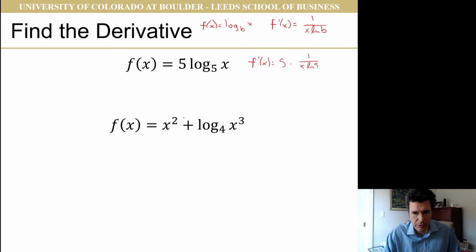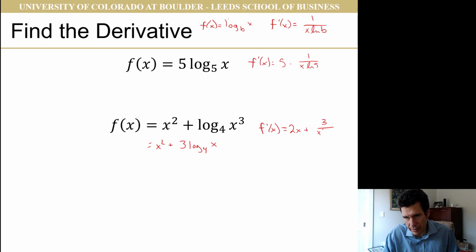F of x equals x squared plus log base 4 of x cubed. Again, we need to do a little bit of work. X squared plus 3 log base 4 of x. So f prime of x equals 2x, power rule, plus 3 over x ln of 4. So again, we've got a constant, the 3, it comes out. The derivative of log base 4 of x is 1 over x ln of 4.